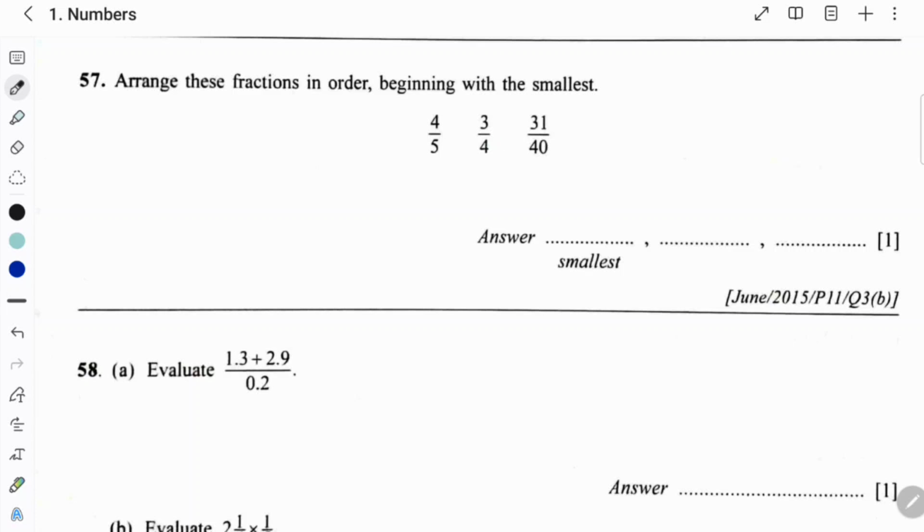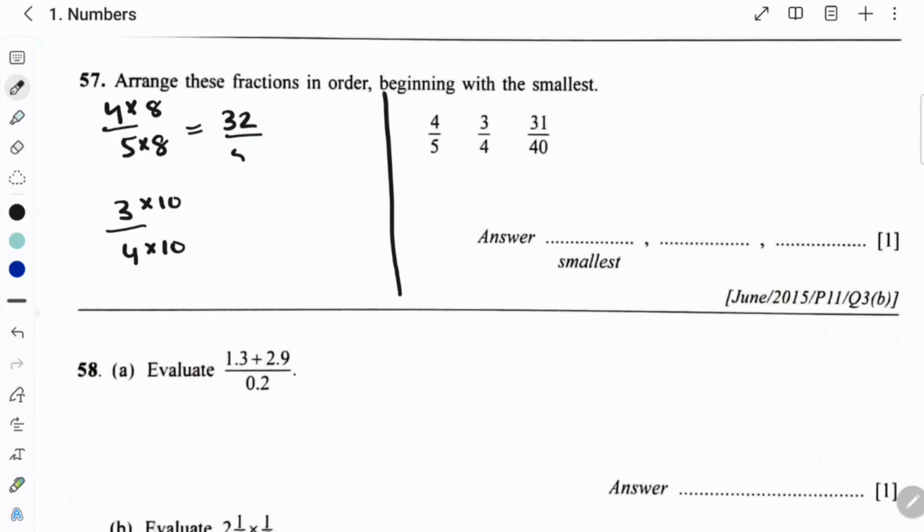Okay, so if I'm going to do this, 4 over 5 and 3 over 4, I have to make the denominator 40. So 5 times 8 is 40, and 4 times 10 is 40. You can do it like this, or you can also divide by the long division method. 4 8s are 32, 5 8s are 40, and then this is 30 over 40. Okay, so this is 32 over 40, and this is 30 over 40, and this is 31 over 40. I'm telling you again and again, you can divide also, but here I found it's easier. With practice, you can also realize what you have to do.